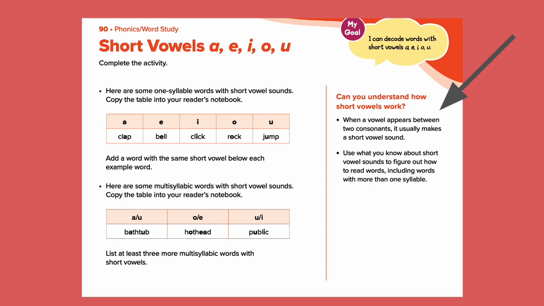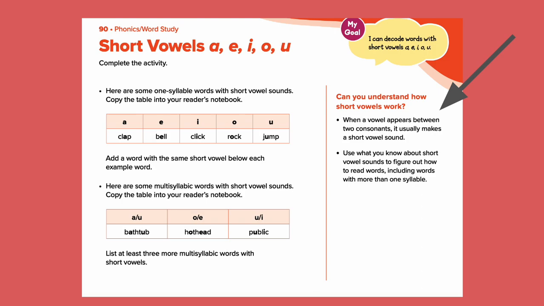It says, here are some one-syllable words with short vowel sounds. Copy the table into your reader's notebook. So you just copy what that table looks like, just the way it looks. Your next job is to add a word with the same short vowel below each example word.